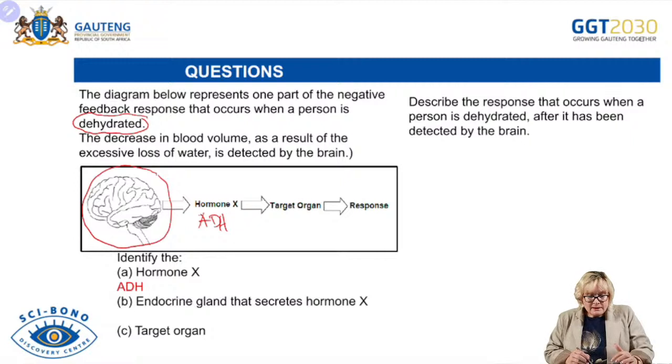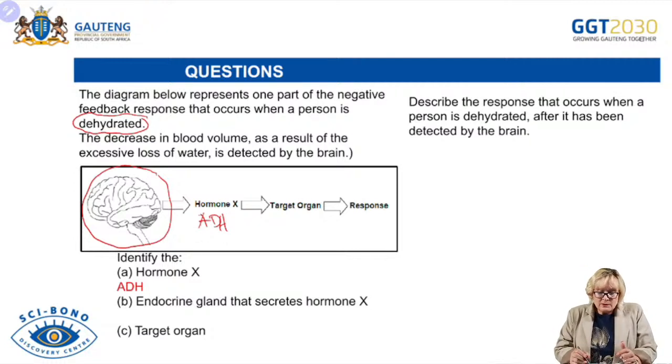Then they say identify the endocrine gland that secretes hormone X. Which gland is secreting ADH? You must know that by now. It is the pituitary gland. And where are they going to work? Where is this hormone going to? It's going to the kidneys.